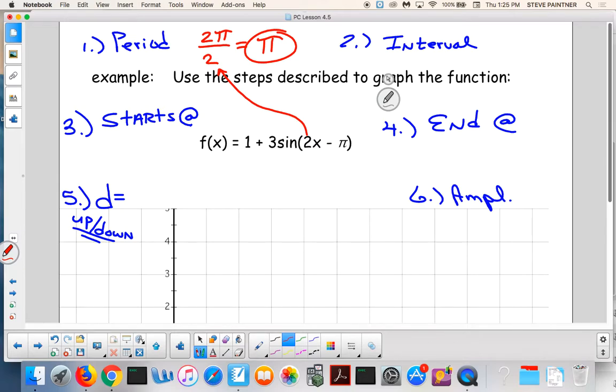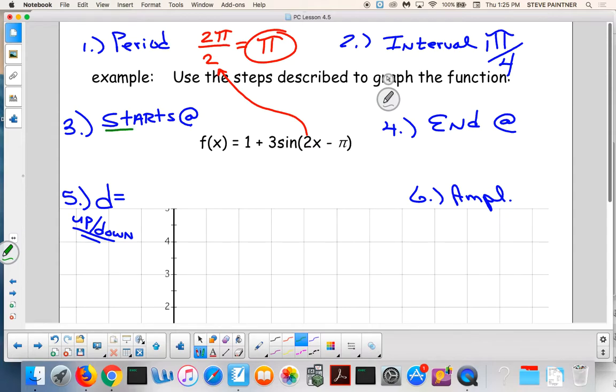Now, what's the interval? If pi is the period, you have 4 equal intervals to get it in. So what are you going to do? You take your period, pi, divided by 4 equal periods. That just means you're going to count by 1/4 pi: 1/4 pi, 2/4 pi, 3/4 pi, 4/4 pi. Okay. Where does it start?